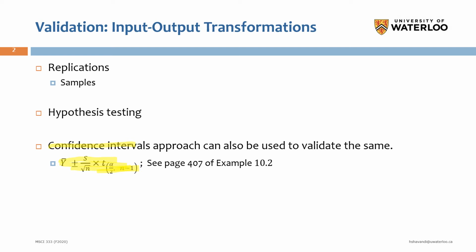And then if the population mean falls in this interval, I mean in the confidence interval, then we fail to reject the null hypothesis, or here, since we don't have a hypothesis test, we say that yes, the sample data is consistent with the real data. And if not, we say that the simulation model is not behaving like the real system. Okay.